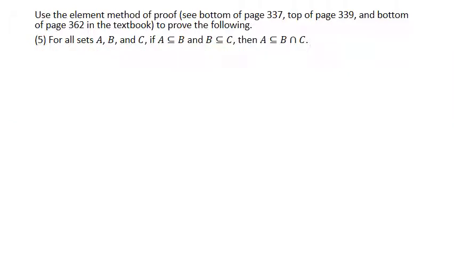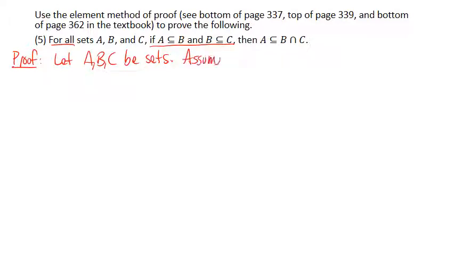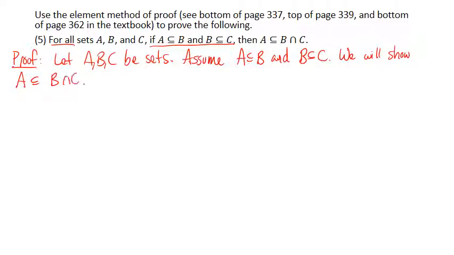Okay, number 5. We'll start off our proof the same way. We're going to let A, B, and C be sets. Now we have an if-then statement, so we're going to assume the if part. So assume A is a subset of B, and B is a subset of C. And then we will show the then part. So we will show that A is a subset of B intersect C.